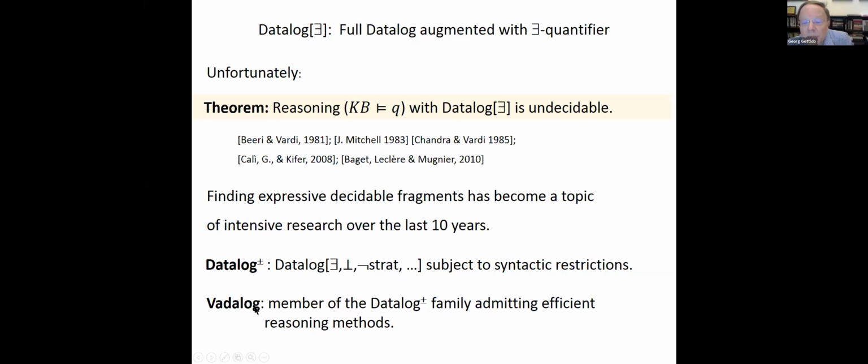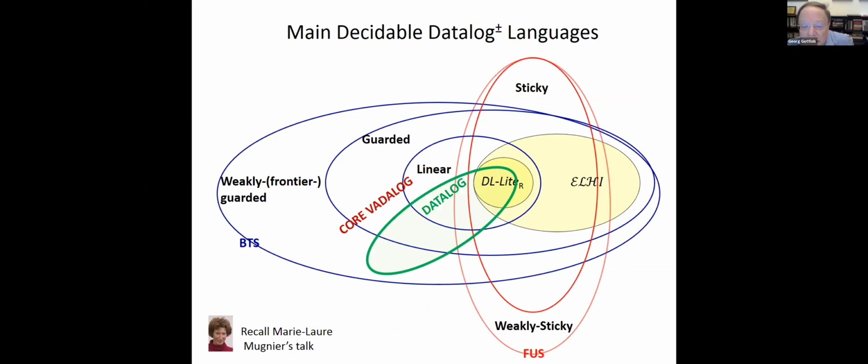And Datalog minus means we must restrict this, and I will show you which kind of restrictions we have. So Warded Datalog is a member of the Datalog plus minus family, which admits very efficient reasoning methods, which can be easily used and with a good complexity for reasoning.